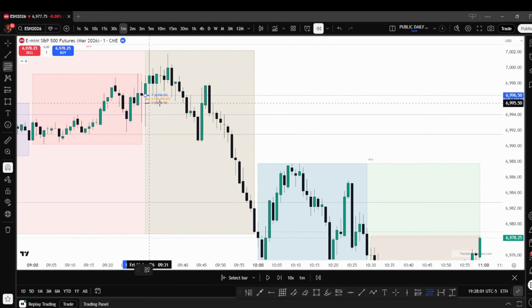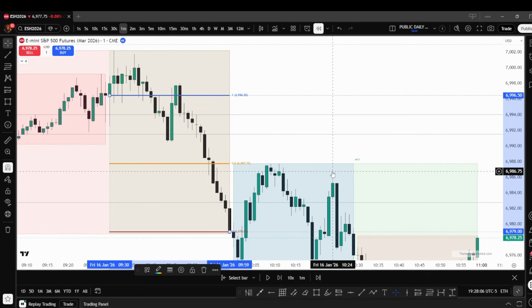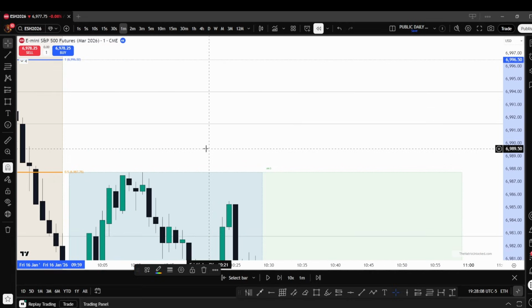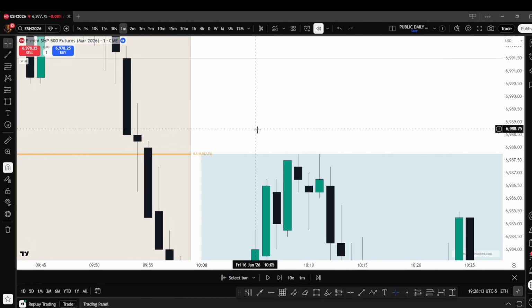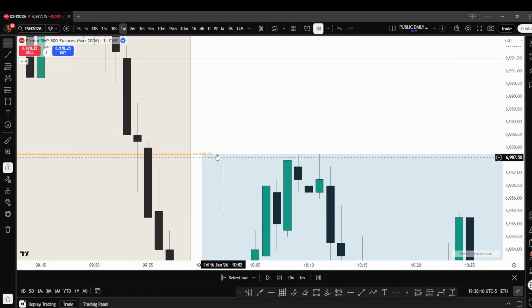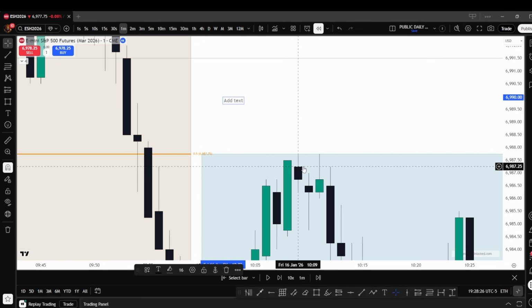Let's go to the open. Let's go to the close. And what I purposely did here is left the price level for the equilibrium. So as you can see, it's 6987.75. And I'm going to write that for you here.